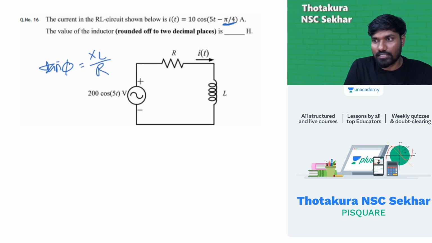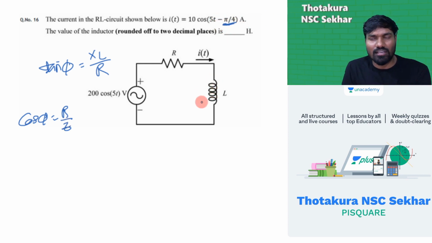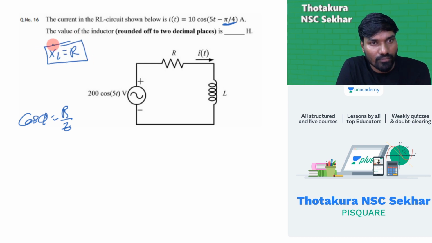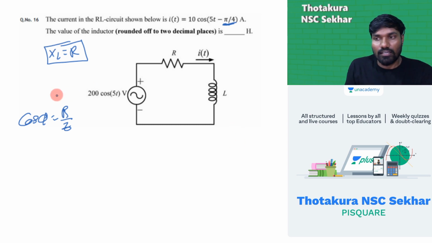Here cos phi is equal to R by Z. Okay, these were the formulas we know. Now phi value is clearly given, minus because RL is there, it will be lagging. We know angle is 45 degrees. Tan 45 is 1. 1 is equal to XL by R, so from this we get XL is equal to R. This is the first point we got.